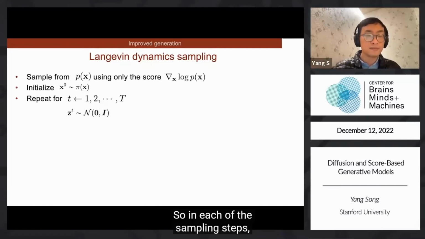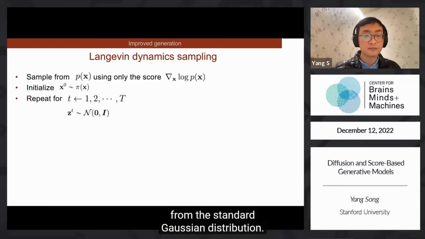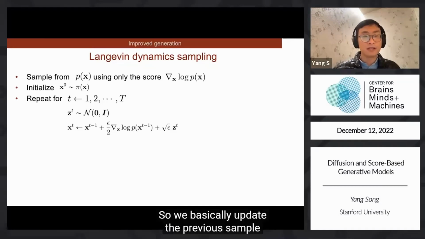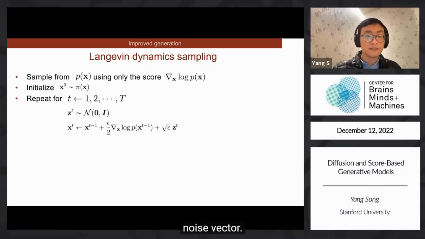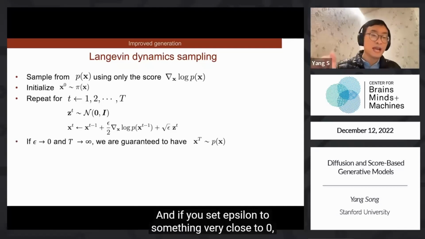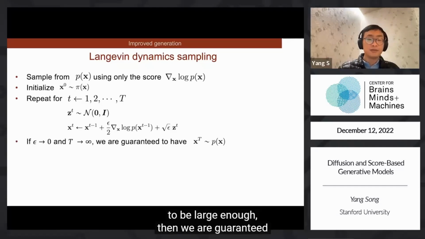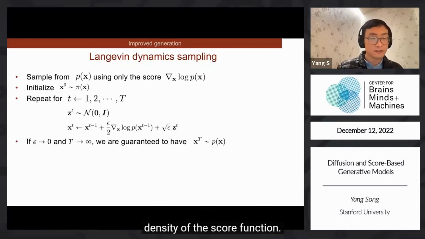In each sampling step, we first generate a random Gaussian vector from the standard Gaussian distribution. And then we modify x according to the following recurrence equation. So we basically update the previous sample using our score function plus a scaled version of the Gaussian noise factor. And if you set epsilon to something very close to 0, and if you set the total number of iterations, the capital T, to be large enough, then we are guaranteed to obtain a valid sample from the underlying density of the score function.